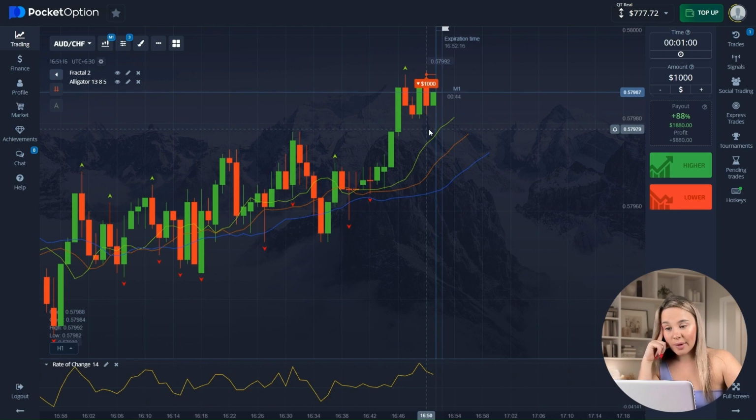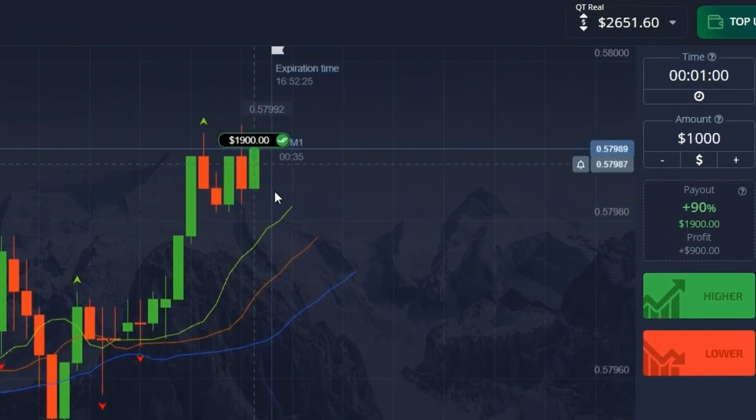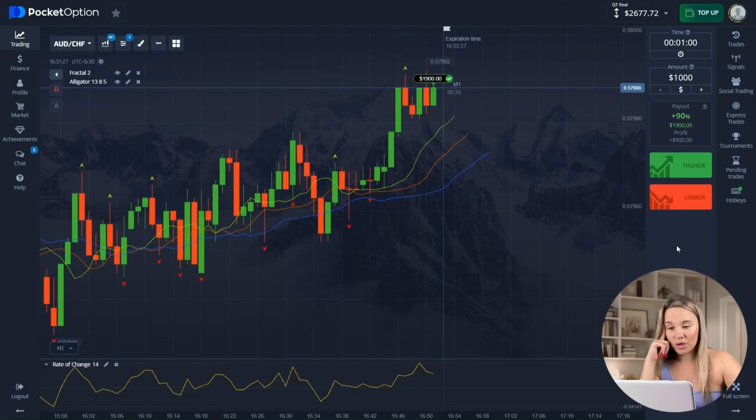And folks, I remind you that in such a situation, it's important to choose the entry point into the trade as close to the level as possible to avoid unexpected sharp movements of the chart.